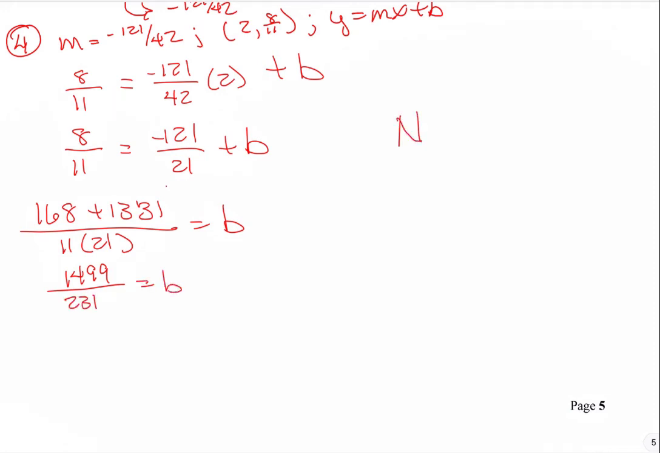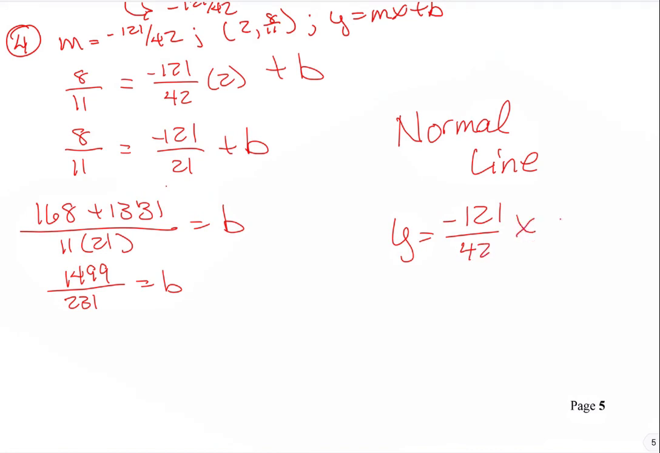So my normal line is y equals negative 121 over 42 x plus 1499 over 231.